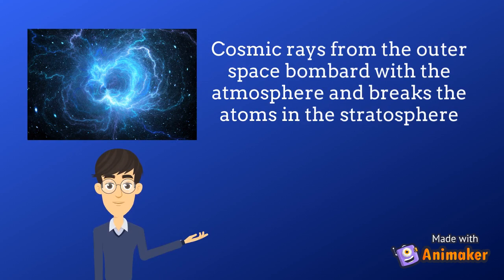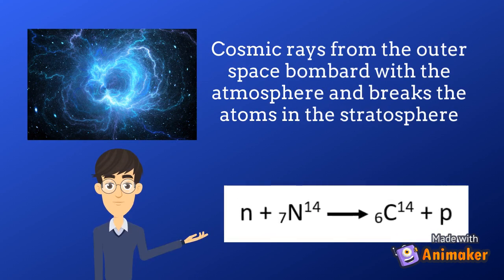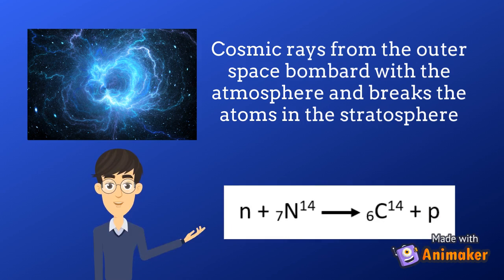A consequence of this is the production of an unstable radioactive form of carbon called carbon-14 from atmospheric nitrogen. The reaction is shown in the below equation, where n is the neutron, C14 is the radiocarbon, N14 is the atmospheric nitrogen, and p is the proton.